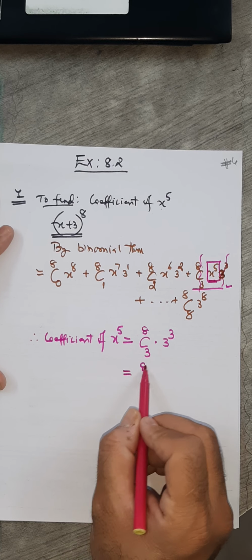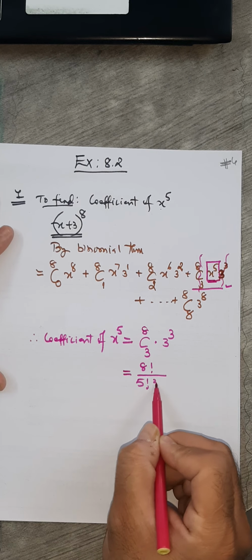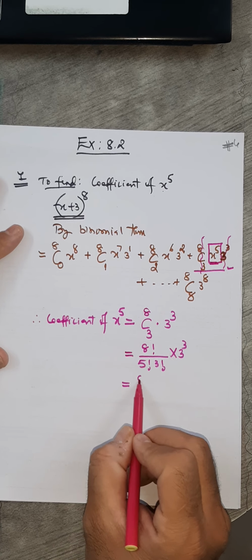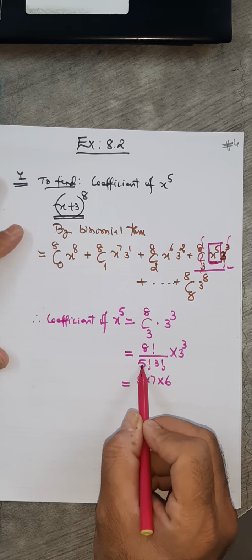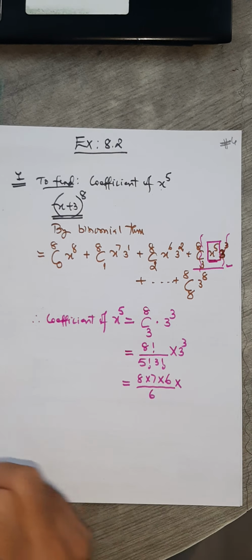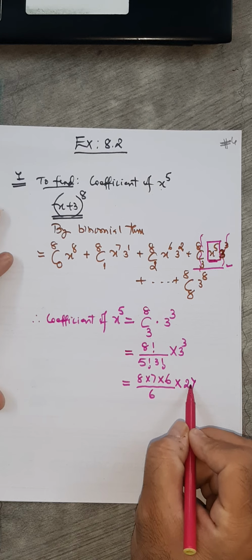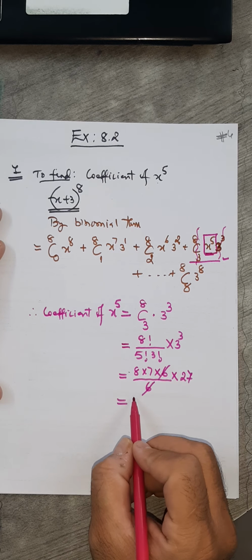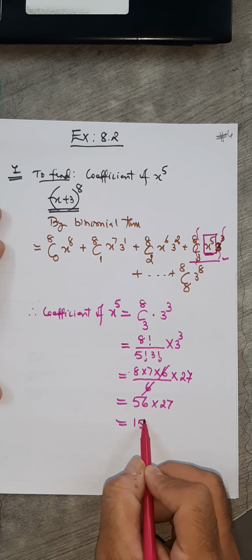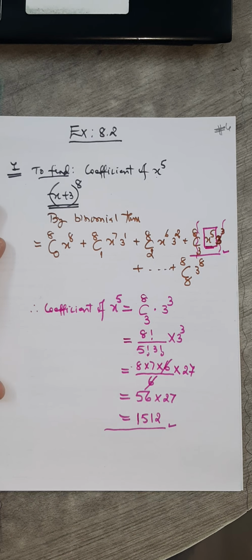What is 8c3? 8 factorial upon 8 minus 3, which is 5 factorial, into 3 factorial, into 3 raised to 3. I'm just simplifying. What is this? 8 into 7 into 6. 5 factorial will get cancelled, no? You know 3 factorial is 6, into here 3 cube. What is 3 cube? It's nothing but 27 here. So this will get cancelled. Here 56 into 27. You just multiply this, you will get 1512. This is nothing but the coefficient. Fine. This is one way.